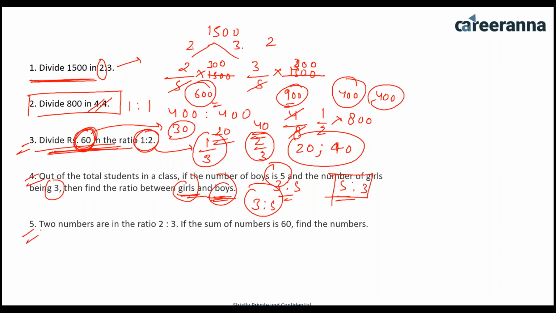Okay, what is the answer of fifth question? Very good. How can I do it? 2 by 5. Why do I take 5? Because 2 plus 3 is 5. So let me explain it. Like, what is the concept behind this?